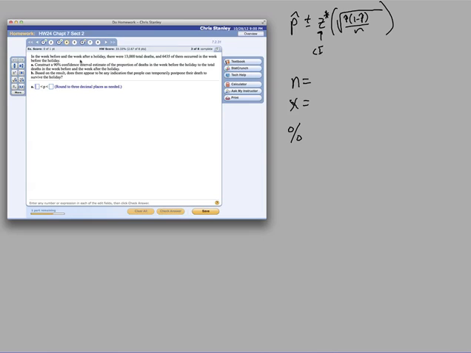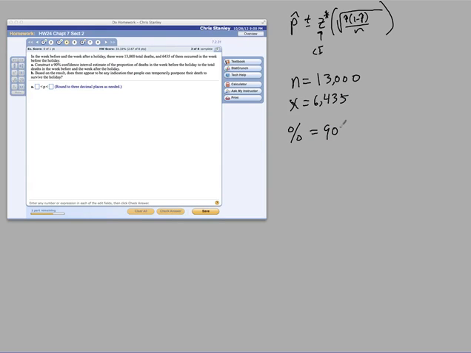Let's do this one. In a week before and after a holiday, there were 13,000. So my n, this is how many total people there were, or how many deaths there were. This many occurred before the holiday. Construct a 90% confidence interval, which is equal to 0.9.